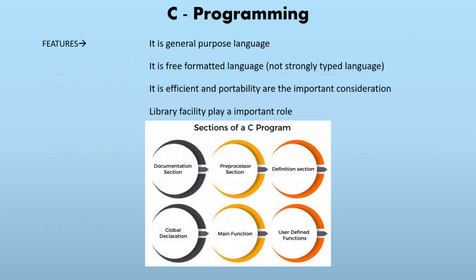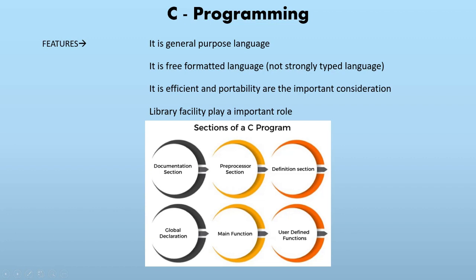Let's start with C programming. It is a general purpose language. It is a free formatted language. It's not a strongly typed language. Efficiency and portability are the important considerations. And there are hundreds of libraries present in C programming for easy user access and usability.